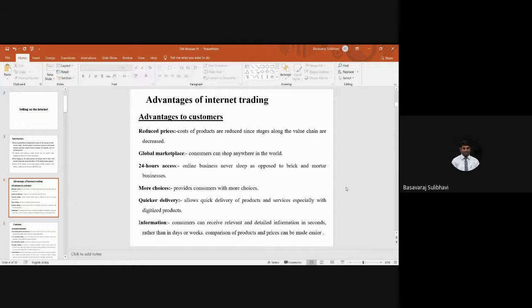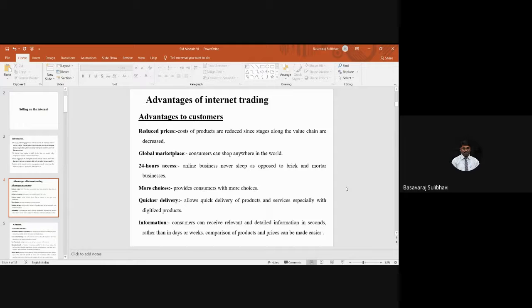First we go with the advantages to consumers. How is internet trading, or e-commerce, or online trading, very important for consumers? It reduces the cost of products, so the prices are going to be much lesser due to the cost reduction in reaching the customers. If you take the value chain from the producer till it reaches the customers, there are many partners involved, and this reduces the partners in between, the trade which happens among the sellers and the buyers. Due to the reduction in the different stages of the value chain, it helps to reduce the cost of the product.